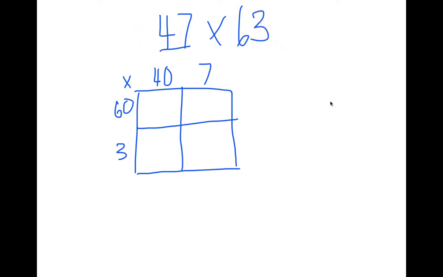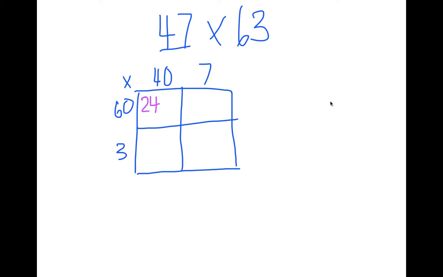Now, I just want to warn you, with numbers as large as 47 and 63, we're going to have to use the magic zero trick quite often. And we're going to use it right away. So 40 times 60, we're already seeing zeros there. So if we're doing 40 times 60, you can simply just hide those zeros for now and do 4 times 6. 4 times 6 is 24.